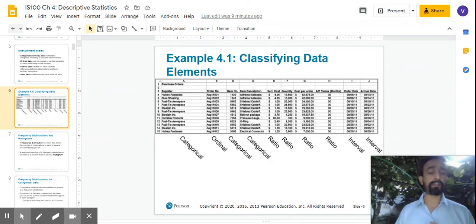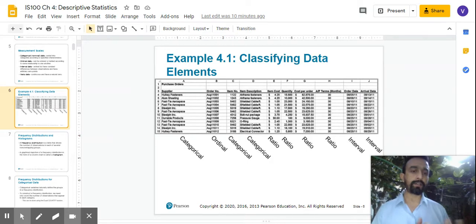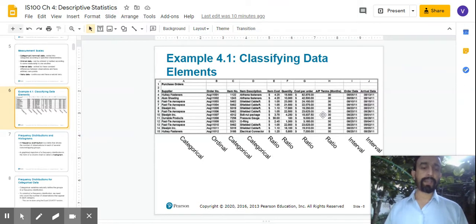However, the zero doesn't actually mean anything, unlike the zero quantity or $0 or 0 months. The zero actually means something. Whereas in the case of date, the zero is actually an arbitrary number that we picked. So that's the main difference between ratio and interval.